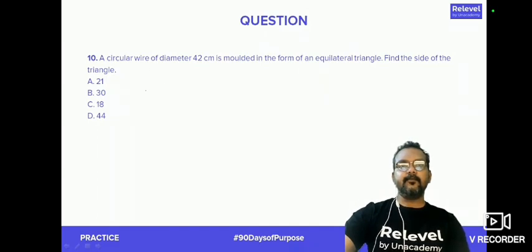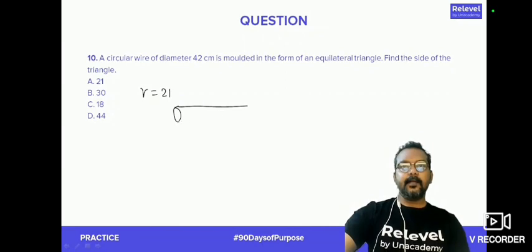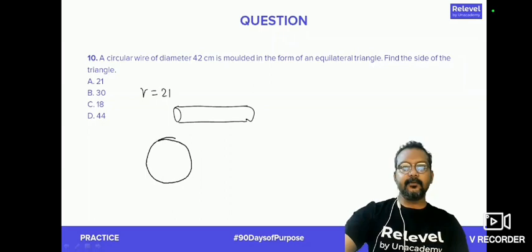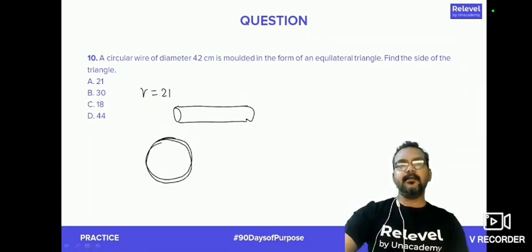A circular wire of diameter 42, so radius is 21, and that circular wire, the long thin wire, is molded in the form of an equilateral triangle. Okay, so what it basically tries to say is there is a small wire which has been rotated in the form of a circle. That's what it tries to say. This circle is converted to an equilateral triangle.